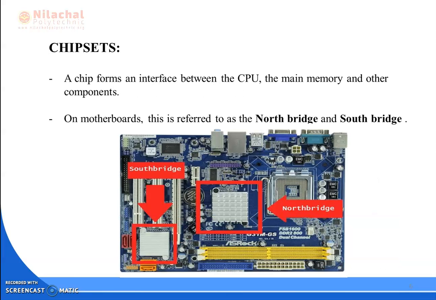So next we will move to the next important part, which is the chipset. A chipset forms an interface between the computer, the main memory and other components too. Basically, the chipset on the motherboard is defined as the combination of Northbridge Chipset and Southbridge Chipset. In the diagram, we can see the positions of both the Northbridge and Southbridge Chipset.